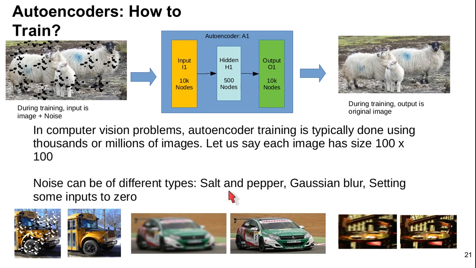The noise that is used to train this autoencoder can be of different types. Salt and pepper noise, which is like this. This is the original image and this is the image with salt and pepper noise. Gaussian blur. This is an input image, this is an image with Gaussian blur added to it. And some pixels in this image have been set to 0 and there is also some blur in this image.